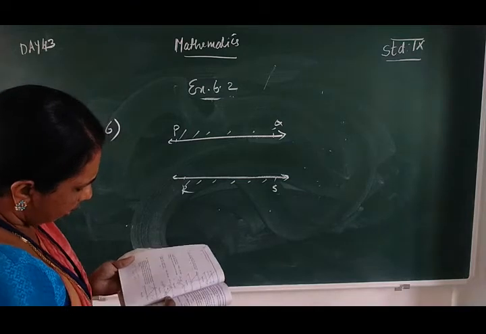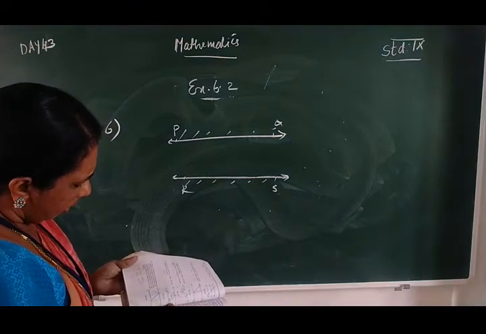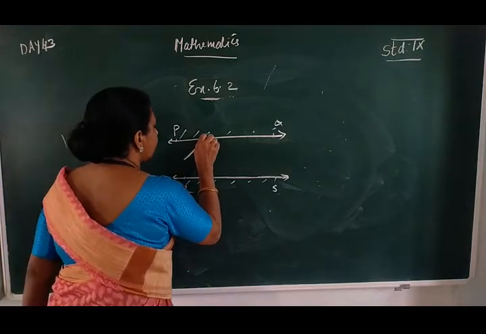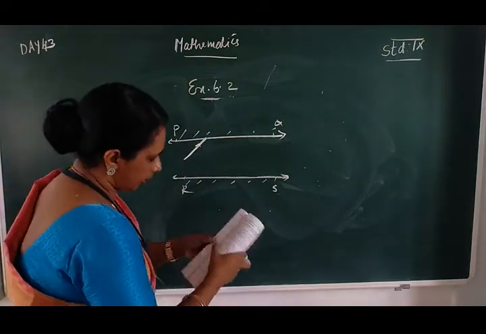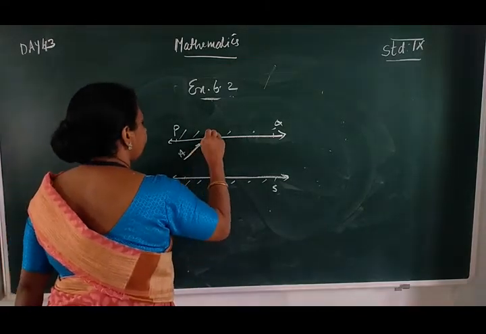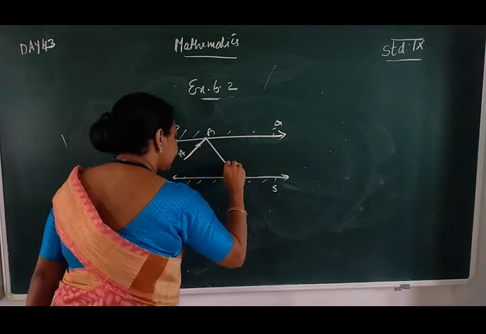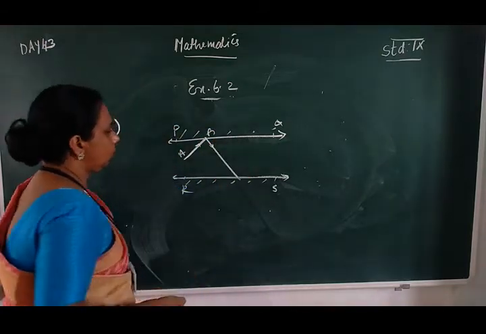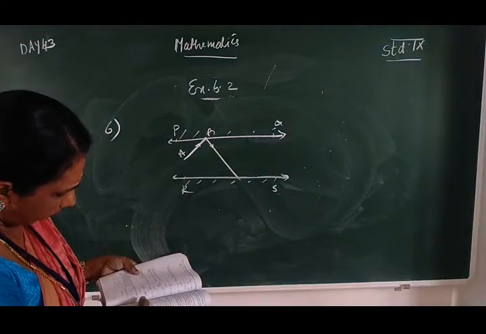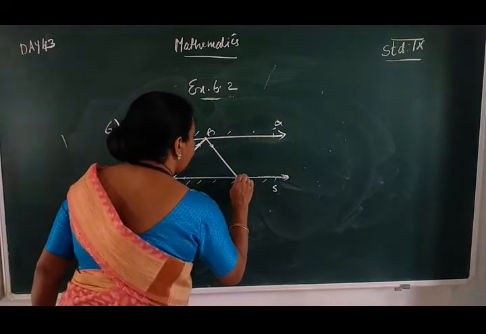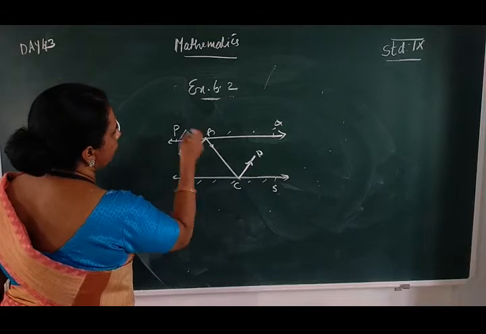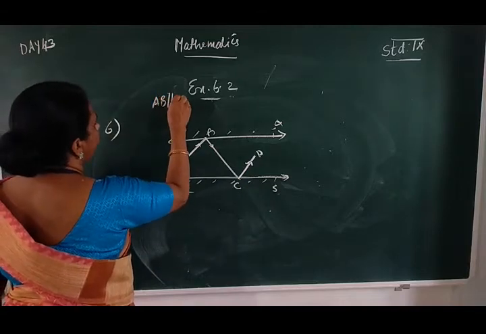Then an incident ray AB strikes on the first mirror at B, and then strikes the mirror RS at the point C, and again reflects along CD. We have to prove that these two lines are parallel, that is AB parallel CD.